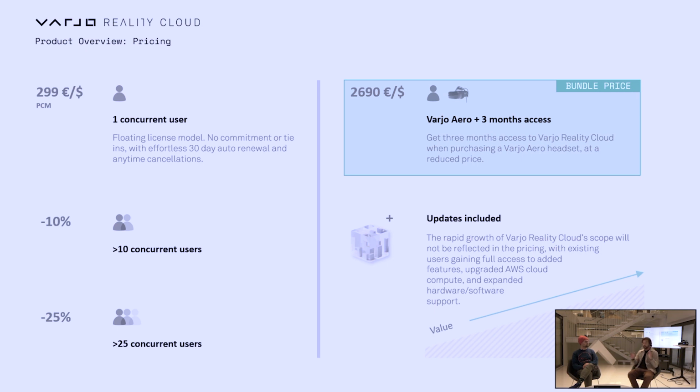That means true concurrent licenses: you could have 5 users overall within the company benefiting from, let's say, 2 concurrent user licenses. There's some baked-in volume discounts, and there's also the very new thing, the fairly, I would think, attractively priced bundle of Varjo Aero and 3 months of VRC access for $26.90.